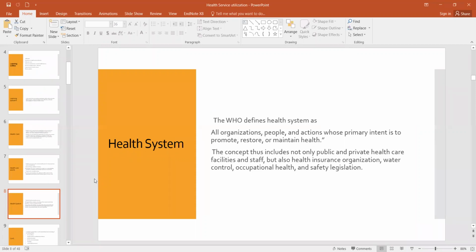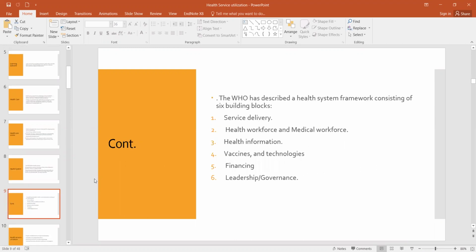The WHO defined the health system as all organizations, people, and actions whose primary intent is to promote, restore, or maintain health. The concept thus includes not only public and private healthcare facilities, but also health insurance organizations, water control, occupational health, and safety legislation. Basically, the WHO has described a health system framework consisting of 6 building blocks: service delivery, health workforce and medical workforce, health information, vaccines and technologies, financing, leadership, and governance.